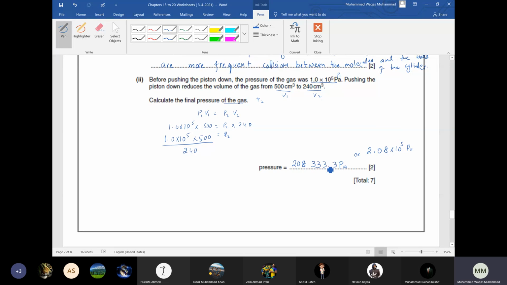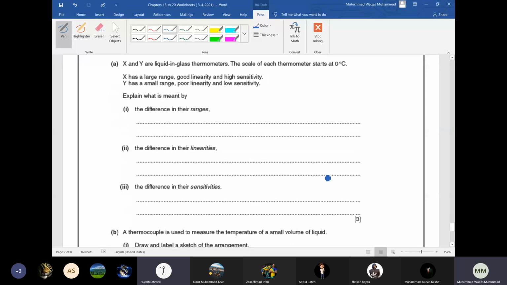Okay beta? Next question. X and Y are liquid in glass thermometers. The scale of each thermometer starts at 0 degrees Celsius. X has large range, good linearity and high sensitivity. Y has a small range, poor linearity and low sensitivity. Explain, beta, what is meant by the difference in their ranges.